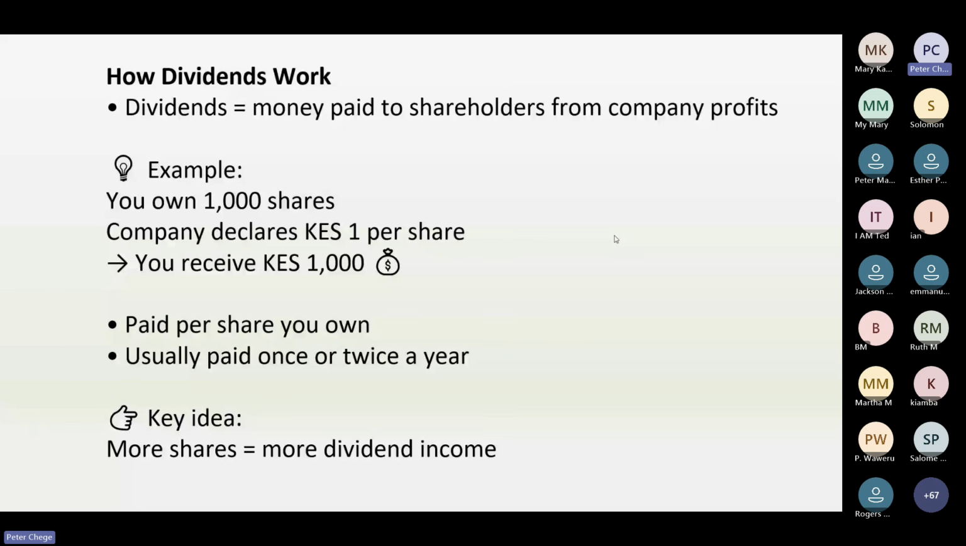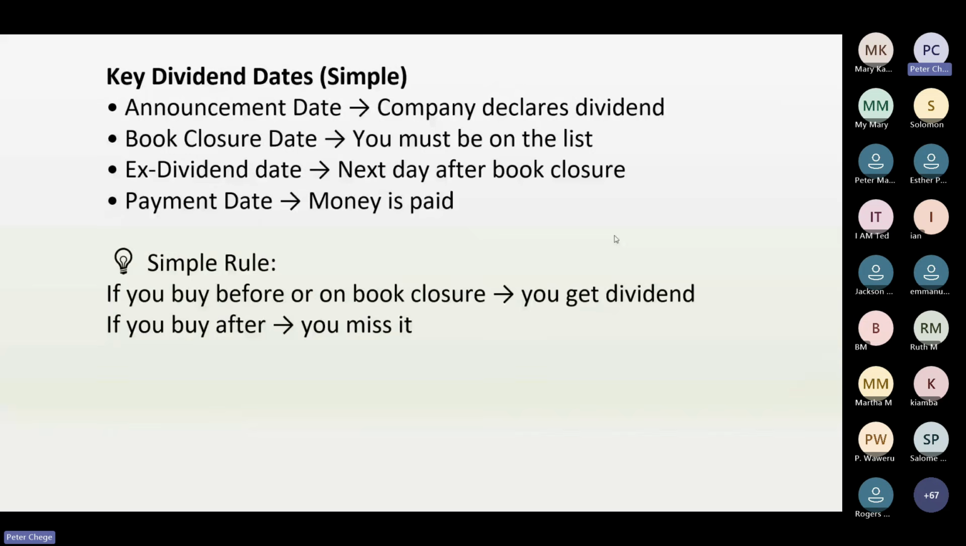Then within dividend, there are key dates you need to understand. One of them is announcement day, which is the day the company declares dividend. Like yesterday, Co-op announced their dividend. That is the announcement day when they are declaring dividend. Maybe they're announcing results.